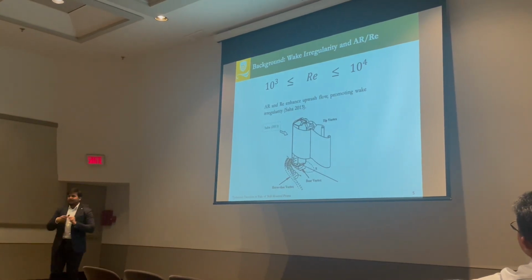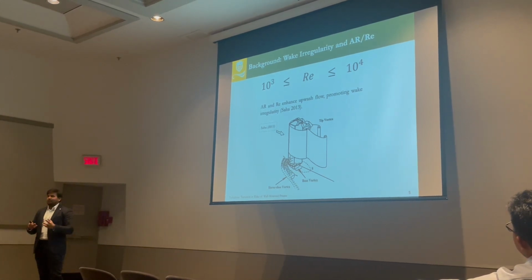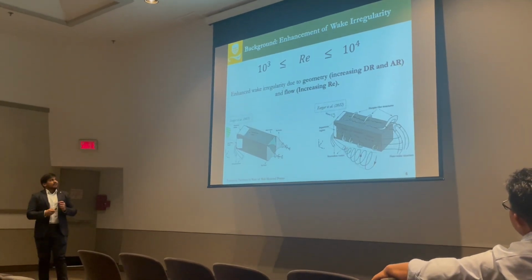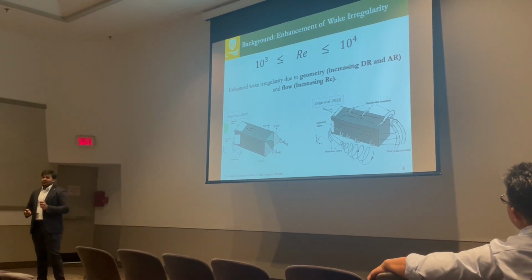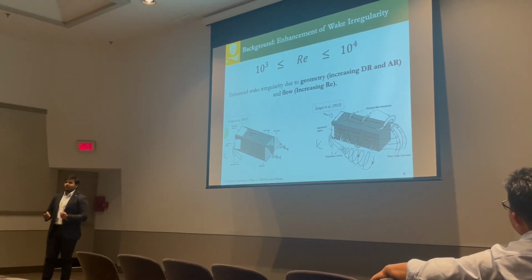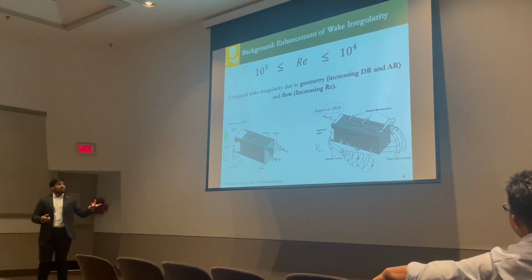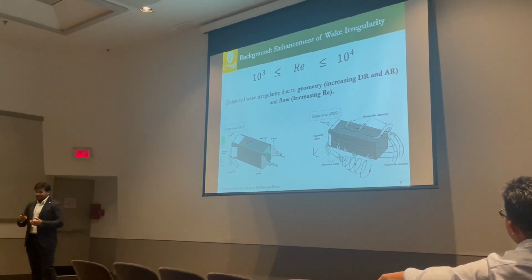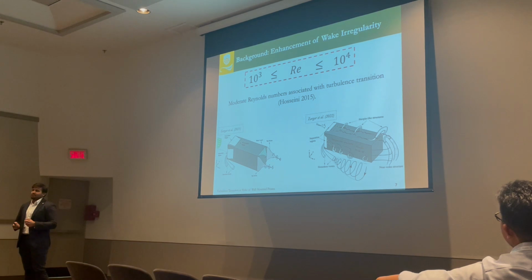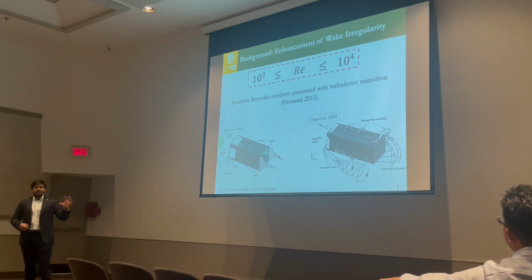Now, further, at this moderate range of Reynolds numbers, both aspect ratio and Reynolds number enhance the upwash flow, which promotes a lot of wake irregularity. Finally, this gets us to an important question: at this moderate range of Reynolds numbers, to enhance the wake irregularity, one can tweak the geometry by increasing the aspect ratio or the depth ratio, or tweak the flow by increasing the Reynolds number. Further, this range of Reynolds numbers is associated with the turbulence transition, which is why it becomes important to characterize the wake of prisms in this Reynolds number range.